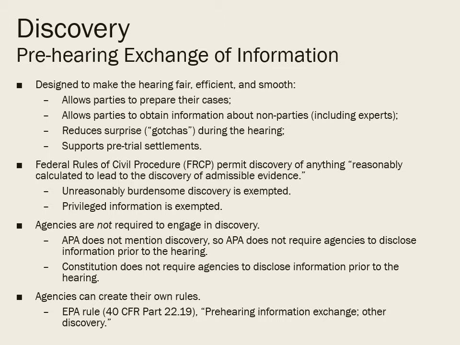Now, there are rules that govern the discovery process, but they don't come from the APA because that doesn't really mention discovery, and they don't come from the Constitution because the Constitution does not mention agencies. Instead, a lot of agencies have created their own rules about the discovery process, and they've got to abide by those rules. Additionally, some of the federal rules of civil procedure and federal rules of evidence apply to agency adjudications.